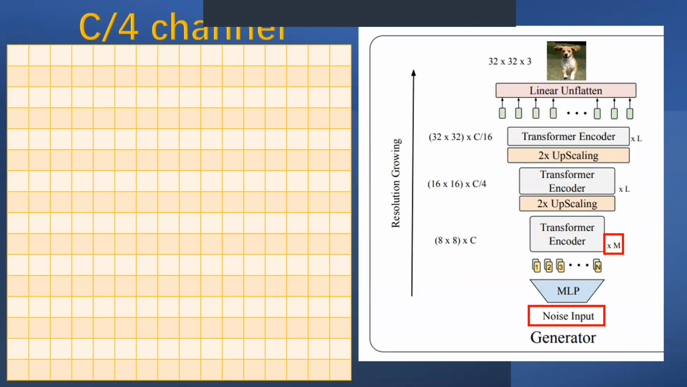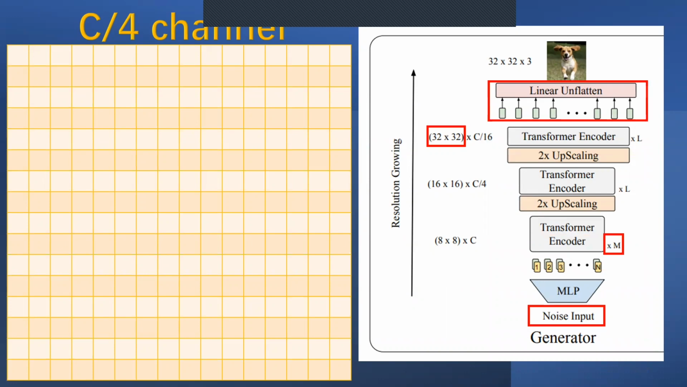At first, we have a low resolution and very deep channels. And in the middle, we have higher resolution and fewer channels. And this idea is similar to a convolutional neural network GAN, which is like the inverse of a CNN, so from deep to shallow. At last, it arrives at the target resolution, which is 32 by 32 here. We have a sequence of representations, and through a linear projection or unflattening, we project it to 3 channels.